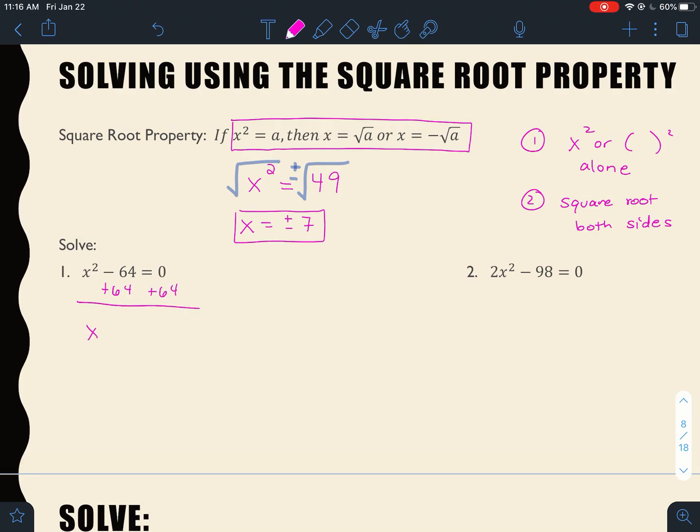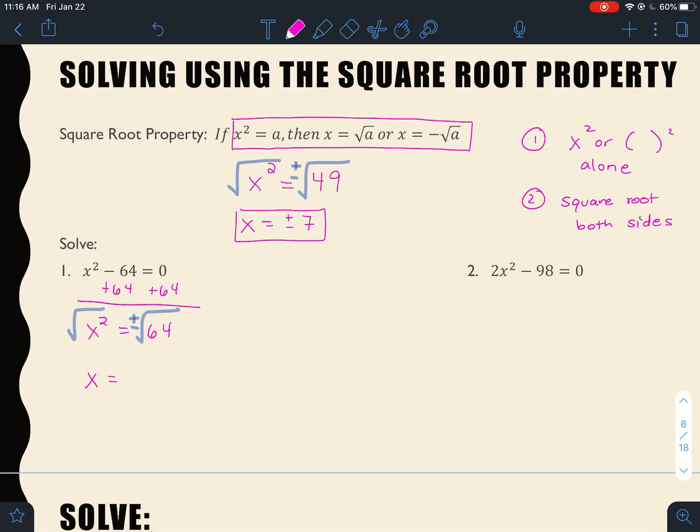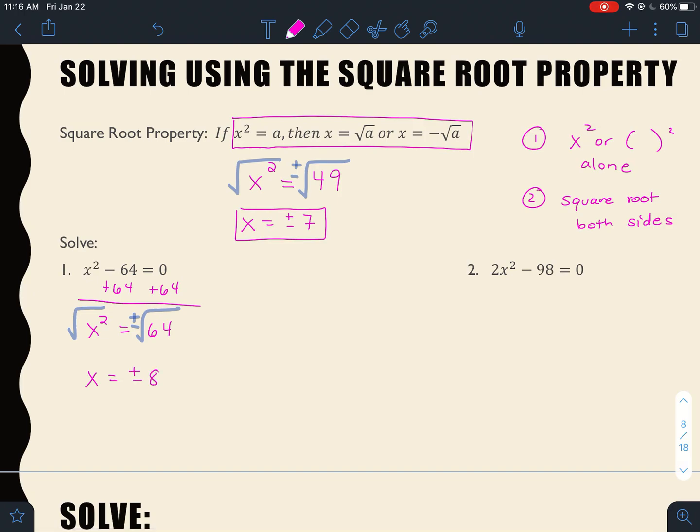So get x squared by itself, and you would get x squared equals 64. Well, now using that property that we just used, you can take the square root of both sides. And since you invented that square root, put plus or minus. So x is going to equal plus or minus 8, and that is what we got up above.